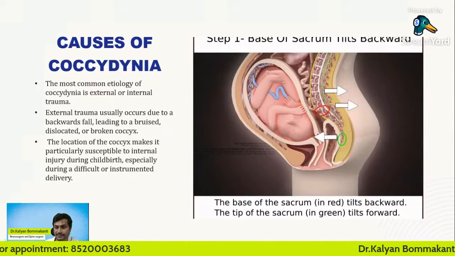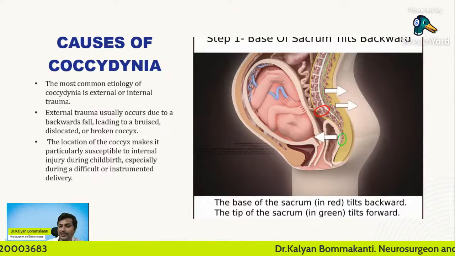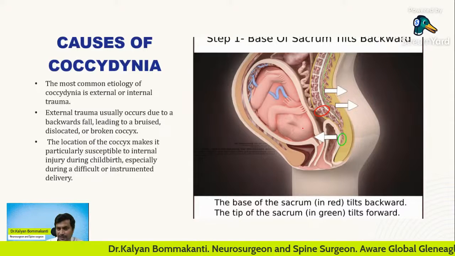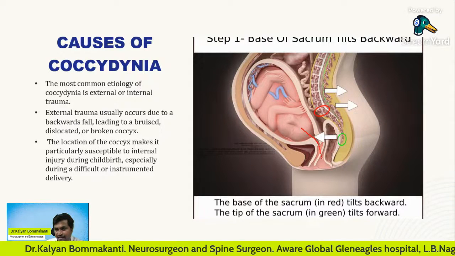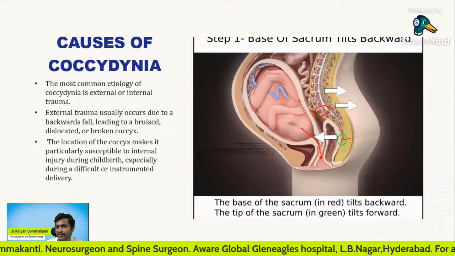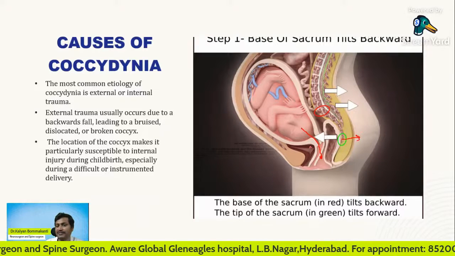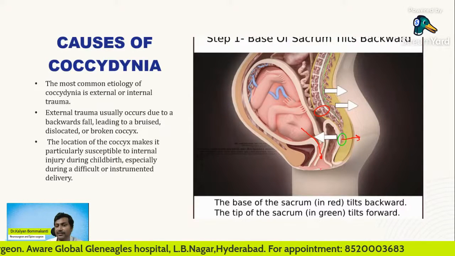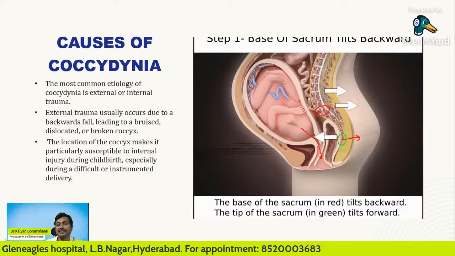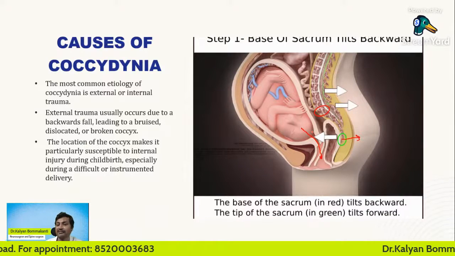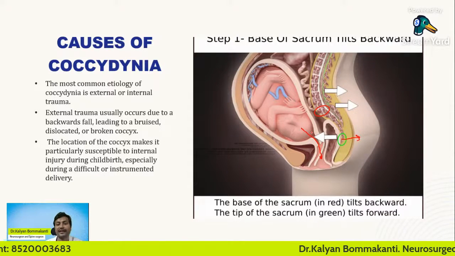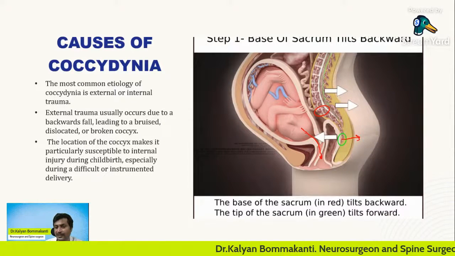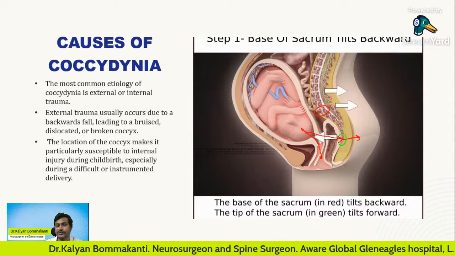See this picture. This is during childbirth. During childbirth, normally, when the child descends, the coccyx slightly moves backward. This opens the passage for the child to come out. Suppose the coccyx is not mobile, or because of any abnormality in the child, like a very big head, or the delivery is not conducted properly, during the process of delivery the child's head may hit the coccyx, leading to injury.